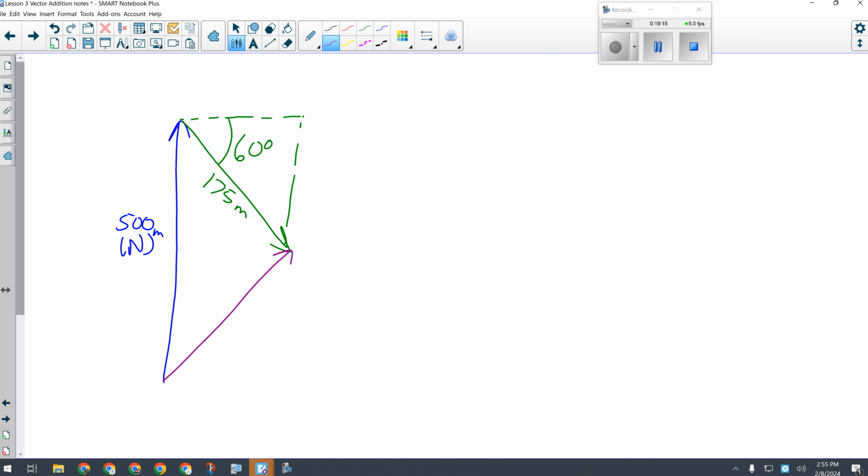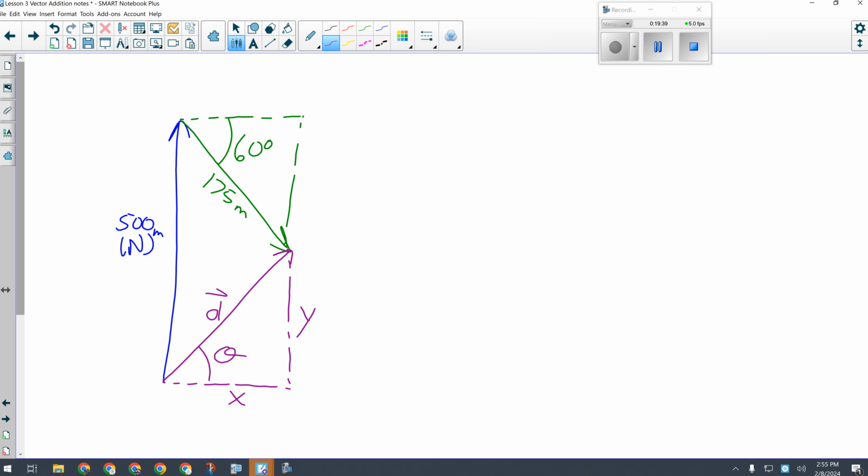Now, this resultant also has a horizontal x component and a vertical component y, and a vector and a magnitude, just like everything else in the diagram.